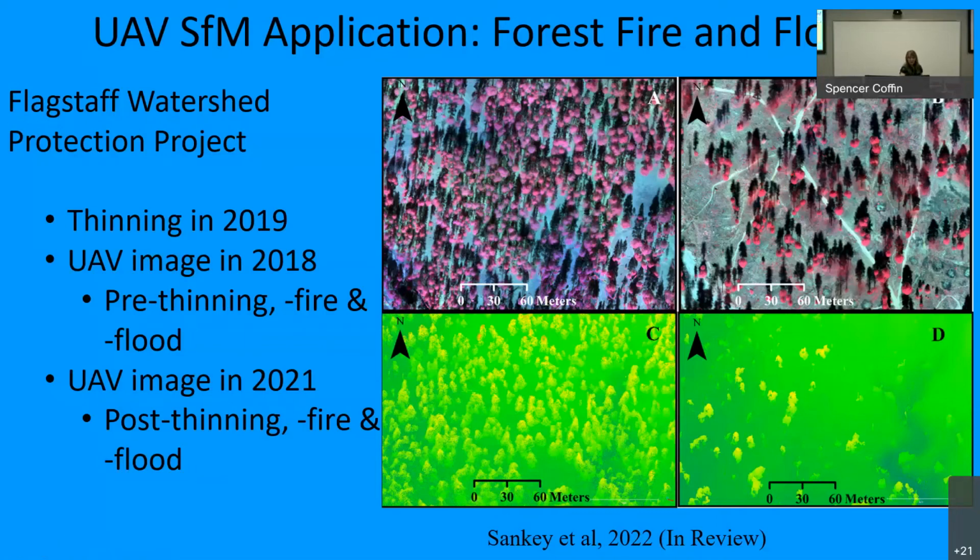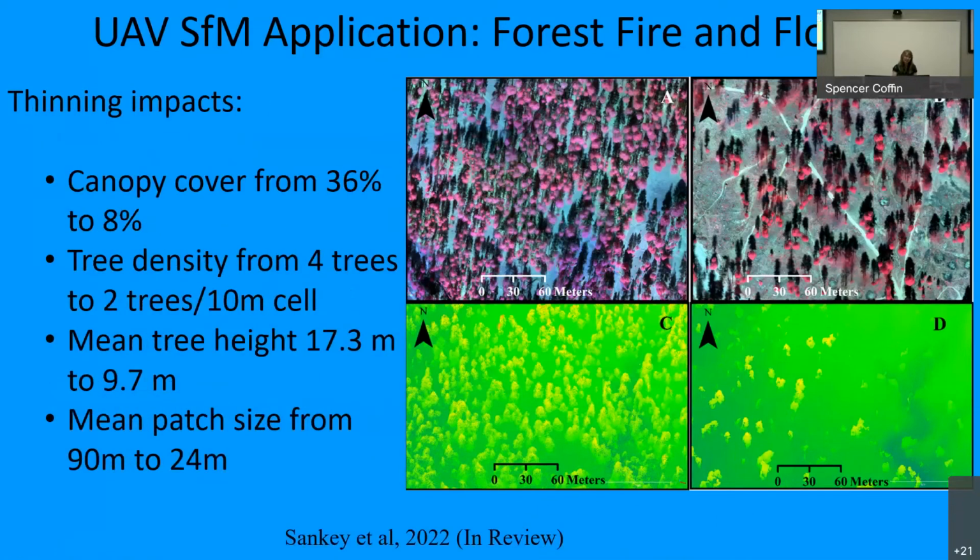So using this point cloud data, we can, of course, estimate all of the same variables that I've been talking about. And what we find is that the thinning treatment reduced canopy cover from 36% to 8%. It reduced tree density by about half. Also, interestingly, the distribution of the tree height, in particular mean tree height, changed from the thinning. And of course, it reduced the patch size across the area.